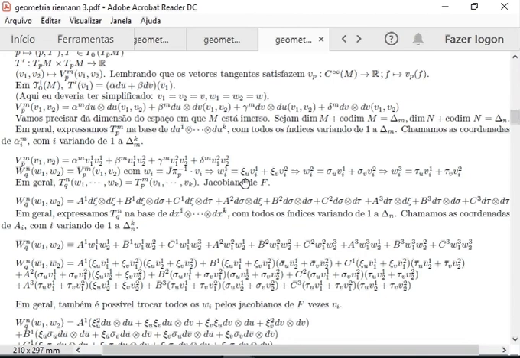wi1 equals xu vi1 plus xv vi2. What is wi2? Sigma u, sigma v. What is wi3? Tau u, tau v. Generally, T Q M at vectors w1, ..., wk is equal to TPM at vectors v1, ..., vk. It's the Jacobian of big F.